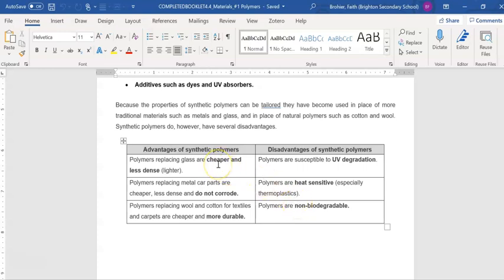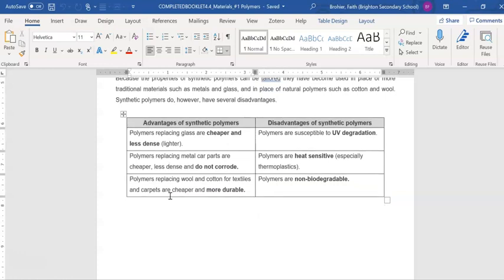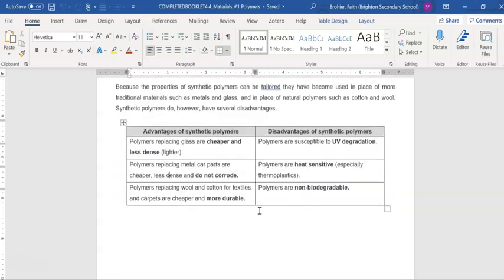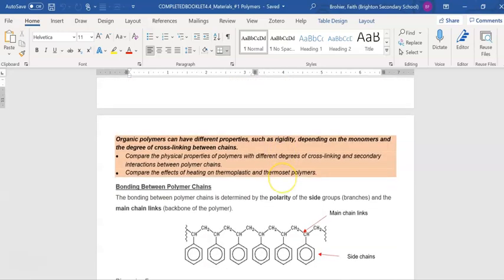Whereas the advantages are that polymers can be cheaper and less dense than glass. They can also be non-corrosive, they don't corrode, and so you can use them instead of metal car parts, and they can be cheaper and less dense. And they're often cheaper and more durable than wool and cotton for textiles. So just remember that you do need to be able to describe the advantages and disadvantages.